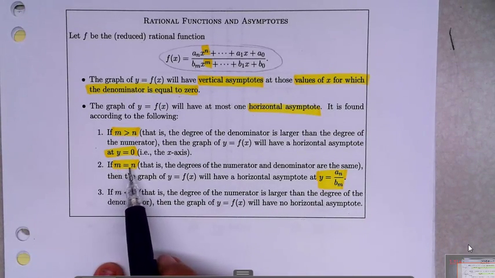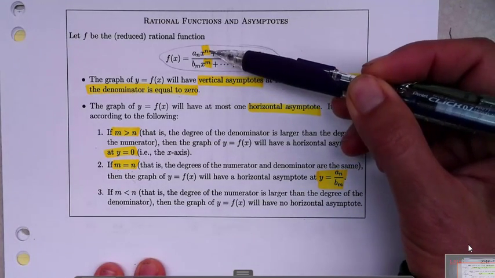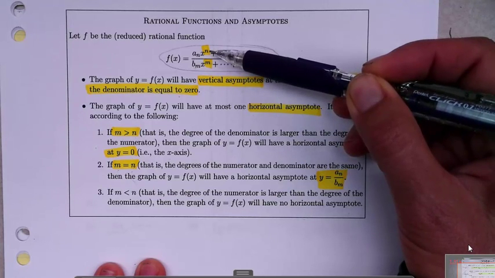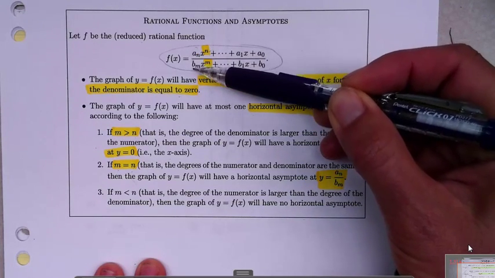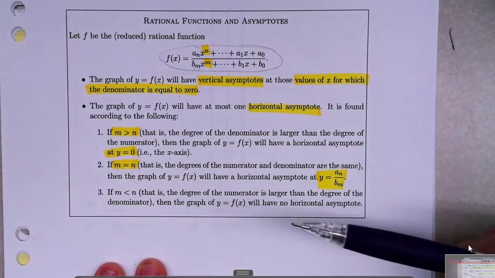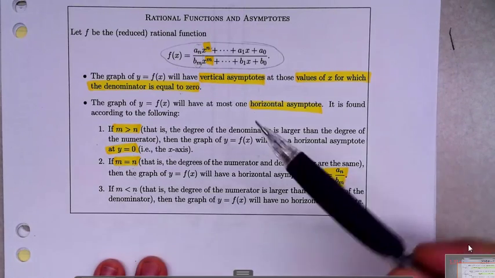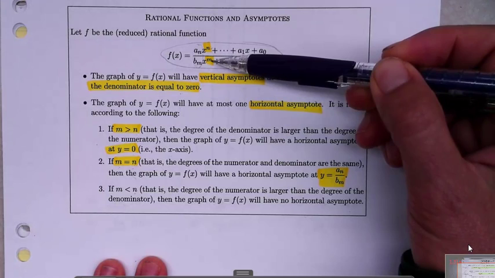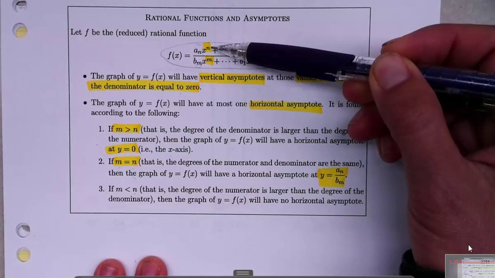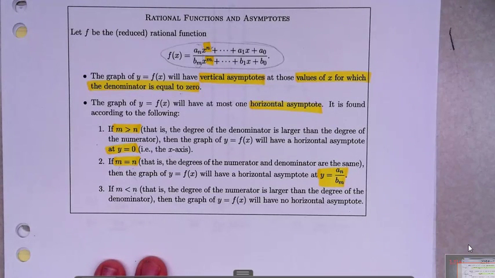However, if those two degrees are equal, so the degree of the denominator and the degree of the numerator are the same, then we're going to have an asymptote at basically whatever the coefficients are. So at that number. Okay? And then if m is less than n, so basically the degree of the denominator is less than the degree of the numerator, then you do not have a horizontal asymptote. So those are just a few rules for finding horizontal asymptotes.